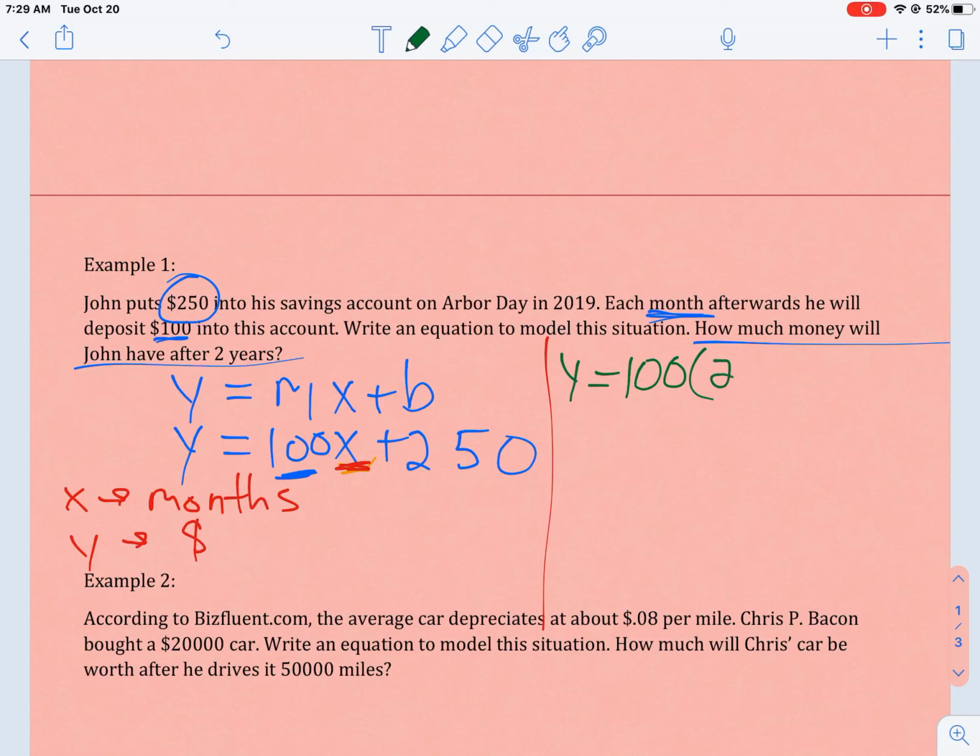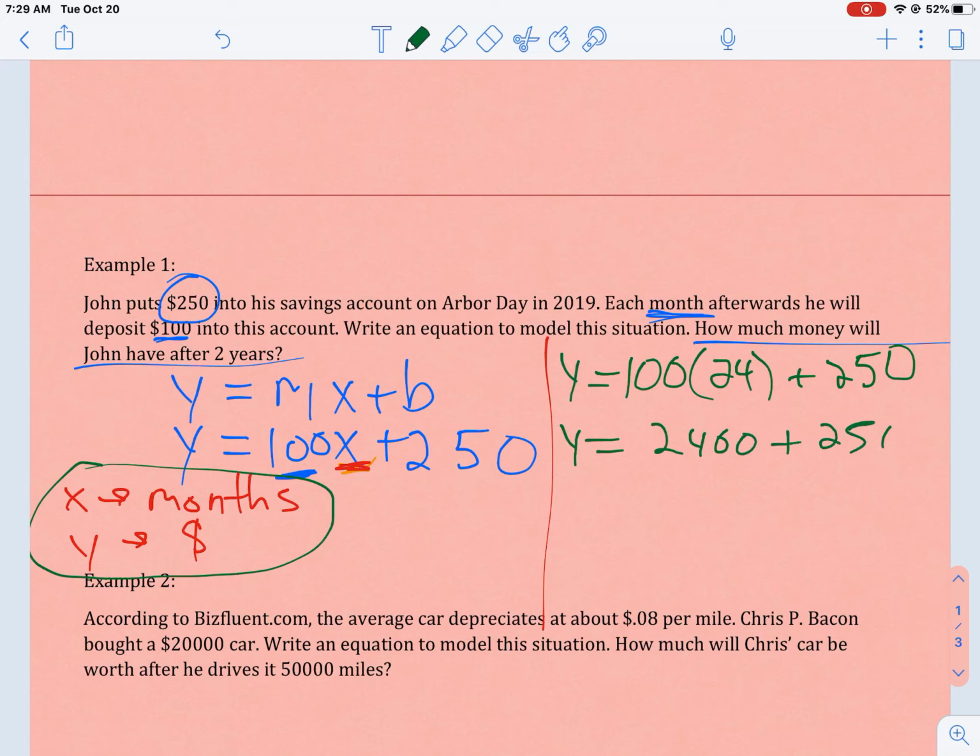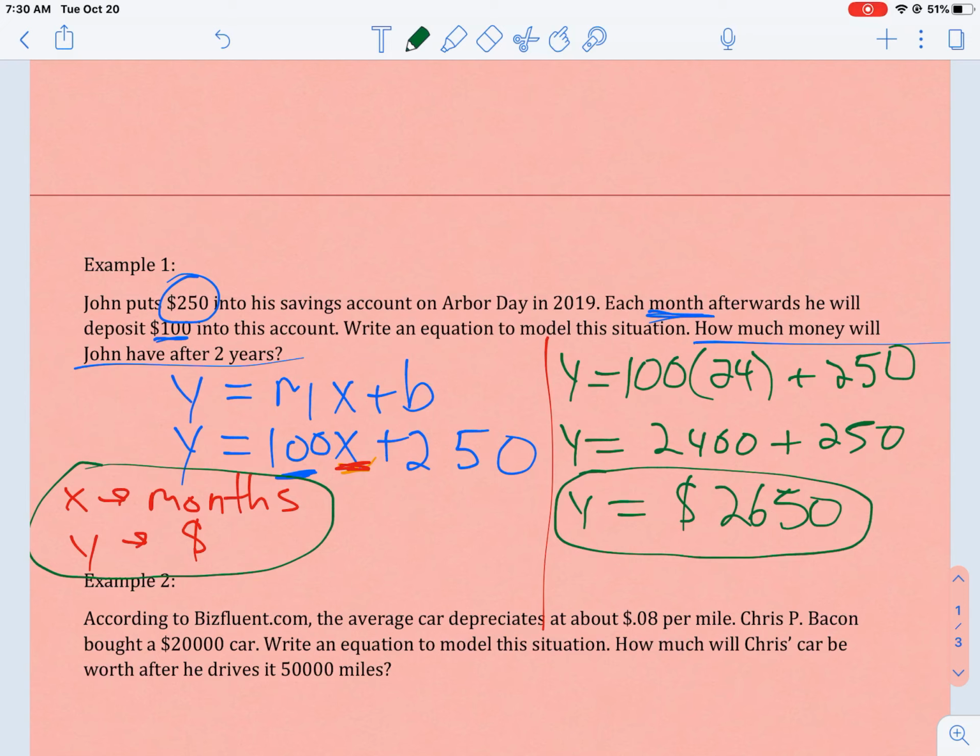So 2 years would be 24 months. Okay, so this is why it's important to define our variables. If you define your variables here, then you'll remember, hey, my x is in months, but they're asking in years, so I have to transfer it over to years. So I get 2,400 plus 250, and then I get $2,650. So after 2 years, John will have $2,650.